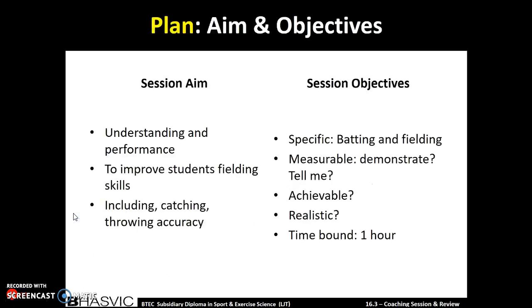So before I began to plan my session, I had to think of what I wanted the aims of my session to be. I wanted to improve my group's understanding and performance when it came to striking and fielding sports such as rounders. I also decided to use drills that would work in improving students' fielding skills. Fielding skills is a broad term, and within this includes things such as catching and throwing accuracy.